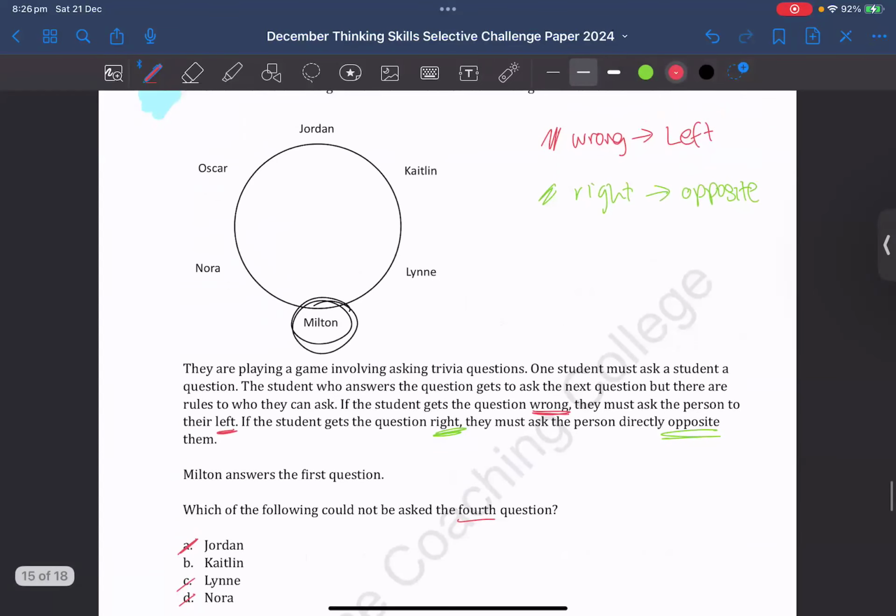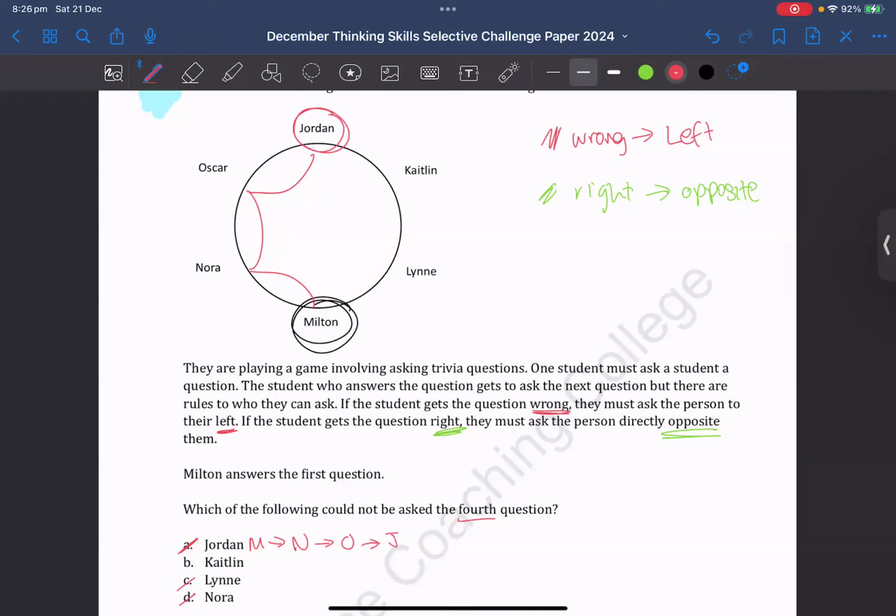So for Jordan, Jordan actually can be asked a fourth question, and for this we start off with Milton being wrong. So if Milton is wrong, he's going to ask the person to the left, Nora. Nora has to get it wrong as well to ask Oscar. And once Oscar does it wrong as well, we get Jordan. And that is how A works.